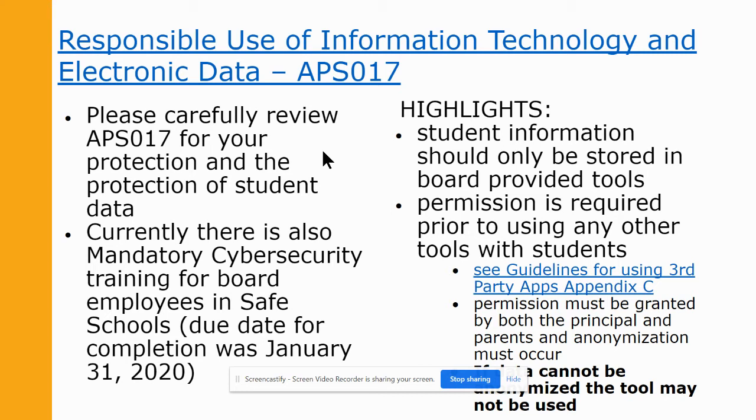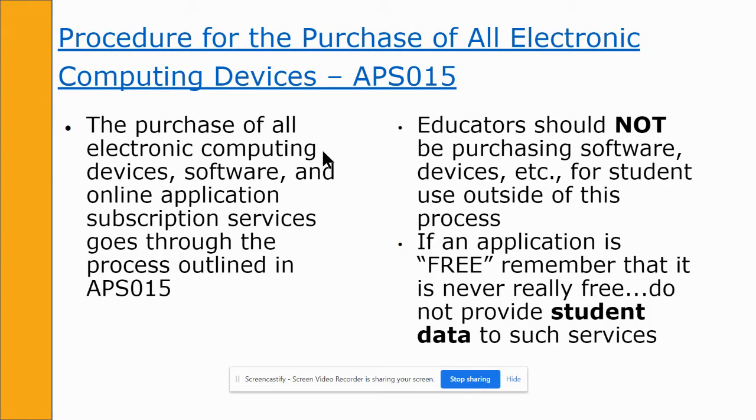If you would like to use other things, you need to request that before using them, and know that if it cannot be used without student data, permission would not be granted. There is also a procedure for the purchase of all electronic computing devices. This includes software, it includes online applications, anything that's a subscription-based website. All of those purchases must go through the process outlined in APS 015. When you go to the help desk from the Staff My App page, there is a button to press for APS 015 to make a request.